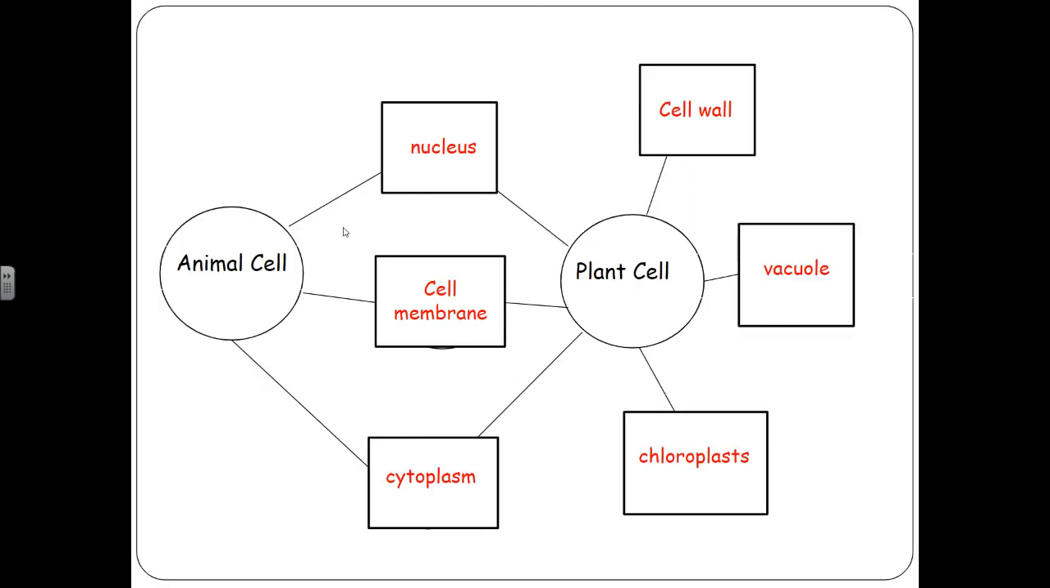So, as said before, both plant and animal cells have nucleus, cell membrane, and cytoplasm, and it's only the plant cell that has the cell wall, the vacuole, and the chloroplast. Hopefully that makes sense.